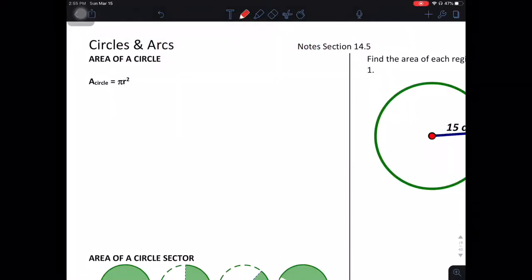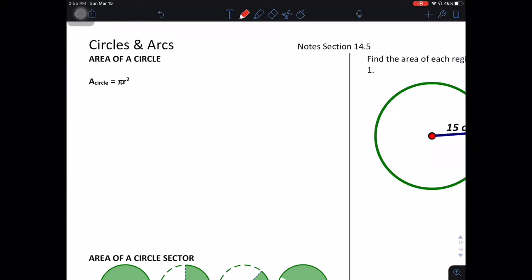Honors Geometry, Notes Section 14.5, Finding Areas of Circles and Arcs. To find the area of a circle, it's pi r squared, and I get asked this every year. How in the world is the area of a circle pi r squared?